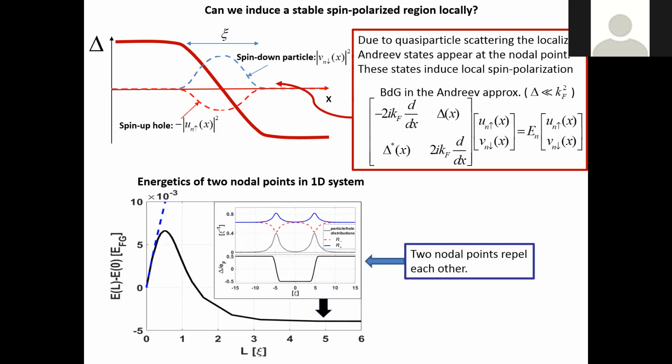and then what will happen if we have two nodal points in one system. So, for example, we have such a situation where we have a pairing gap that is positive here, it changes sign to negative, and then is positive again. So around these points here and here, there will be induced spin polarization. And if one looks at the energetics of these two nodal points as a function of the distance between them, one can easily realize that they will be repelling each other.